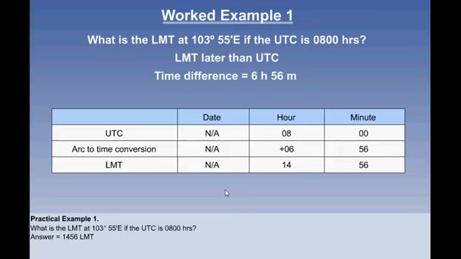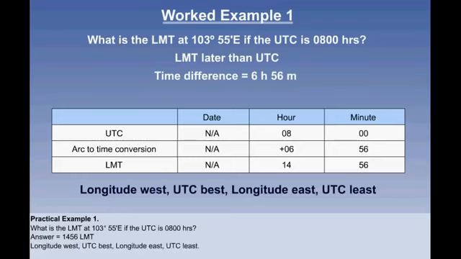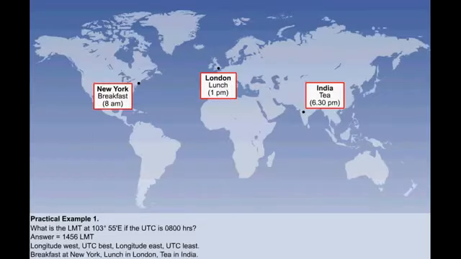Note that in the table we have a column for the date, as well as hours and minutes. We do not need to use it for this calculation, but get used to putting it in as a matter of habit, because it is sometimes essential. When working out whether LMT is earlier or later than UTC, you can use the rule: longitude west, UTC best, longitude east, UTC least. Another useful rule is that when they're having breakfast in New York, it's lunchtime in London and tea in India.